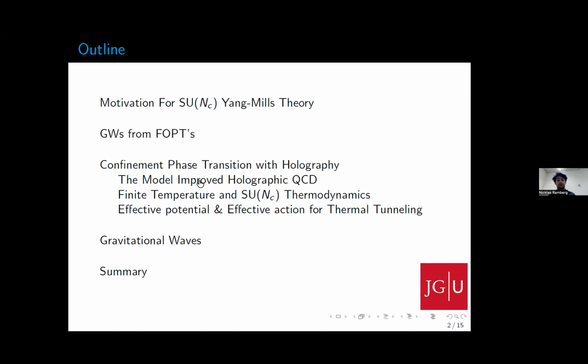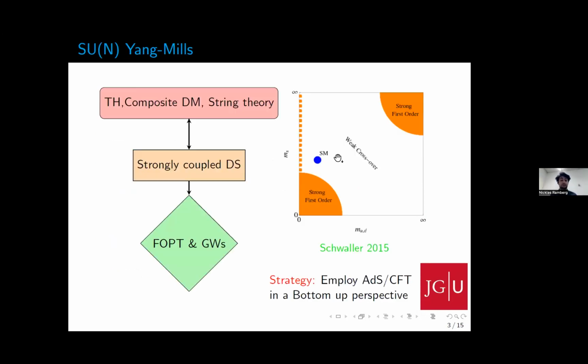We're going to be talking about a model called improved holographic QCD, how one thinks of this at finite temperature, and in regards to the Hawking-Page phase transition, and also incorporating features of SU(N) lattice thermodynamics, how we intend to develop an effective potential, and also postulate an effective action to conduct thermal tunneling, and have a look into the predicted gravitational waves from this. And yeah, that's my intended outline for the talk.